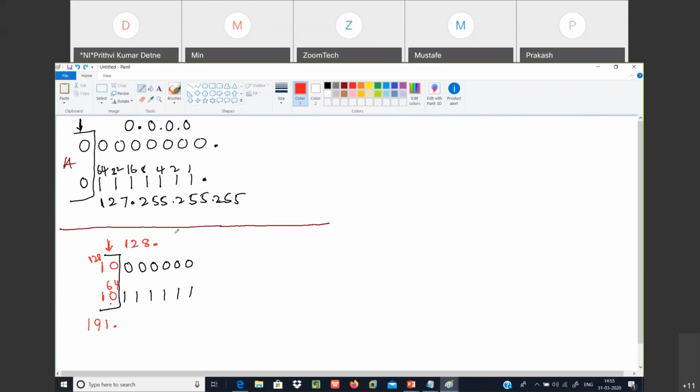What about the remaining octets? The class B range is 128.0.0.0 to 191.255.255.255, right? 128 to 191 is the class B range. Okay, guys.